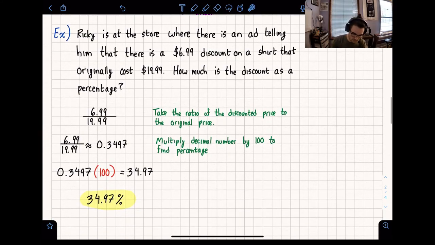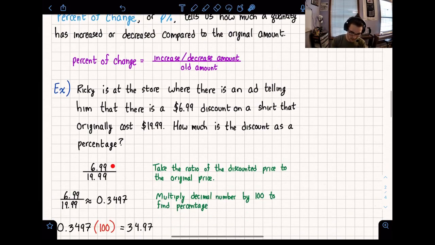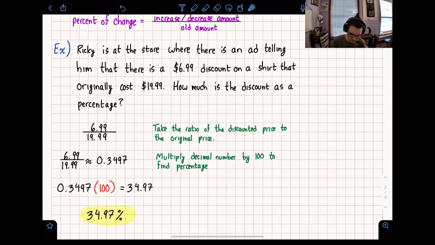So in this example, Ricky is at the store where there is an ad telling him that there is a $6.99 discount on a shirt that originally costs $19.99. How much is the discount as a percentage? So again, we take the decreased amount divided by the old amount, so the ratio of the two.